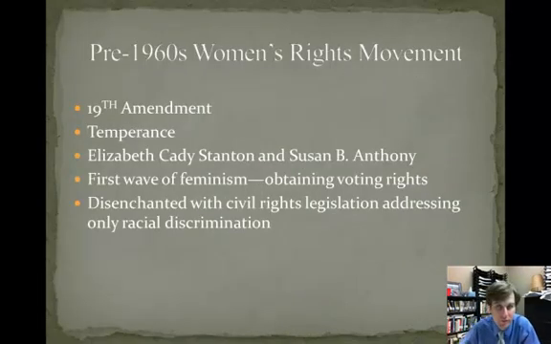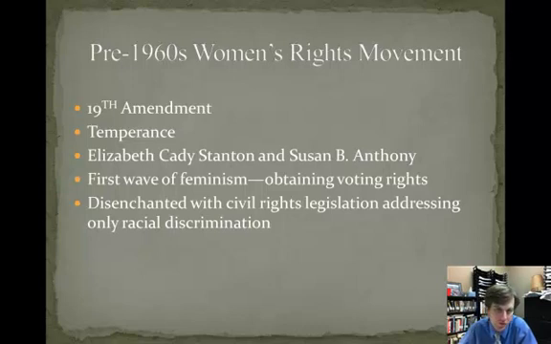Now, let's talk about the women's rights movement very briefly. So this is also considered part of civil rights, and the 19th Amendment gave women the right to vote, and then, of course, temperance was a major issue there. So suffrage and temperance were two of the first important issues for the feminist movement. And the two earliest feminists, the most famous earliest feminists in the United States were Elizabeth Cady Stanton and Susan B. Anthony. And really the first wave of feminism was targeted at obtaining voting rights, and that's about it.